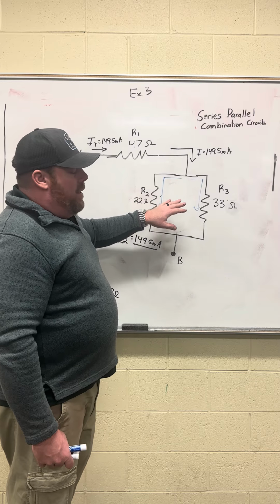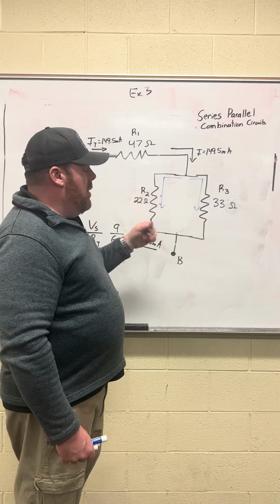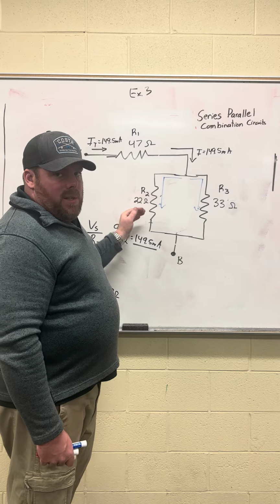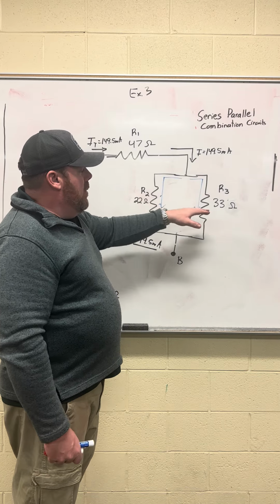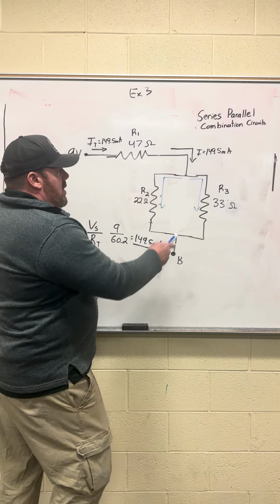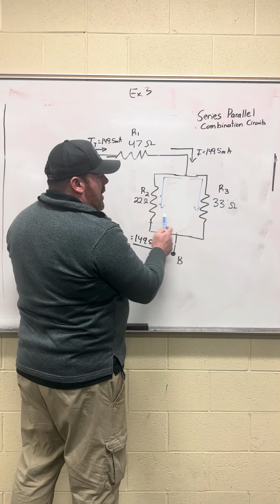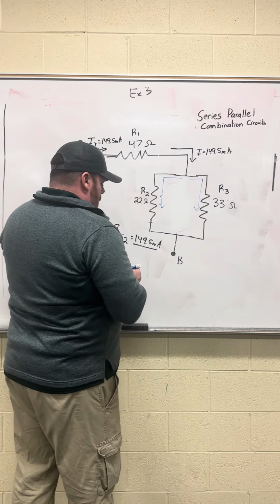And we know that the current flow is going to be proportional to the resistance values. Now, the lower the resistance, the more current's going to pass through. The higher the resistance, the less current's going to pass through. So what we know is this is going to be divided up between these two circuits, but there's going to be more current on this side than there is on this side.